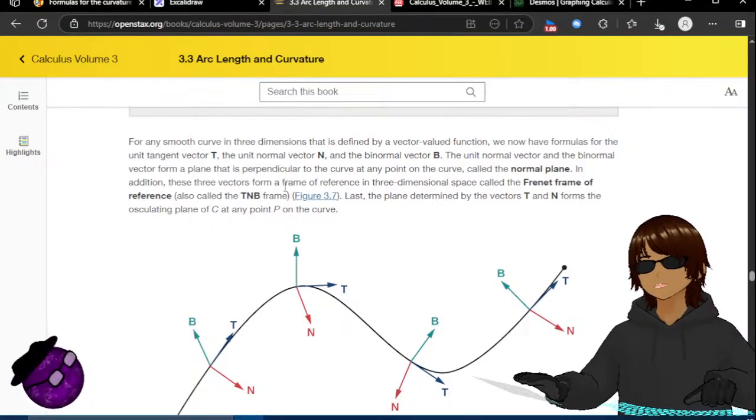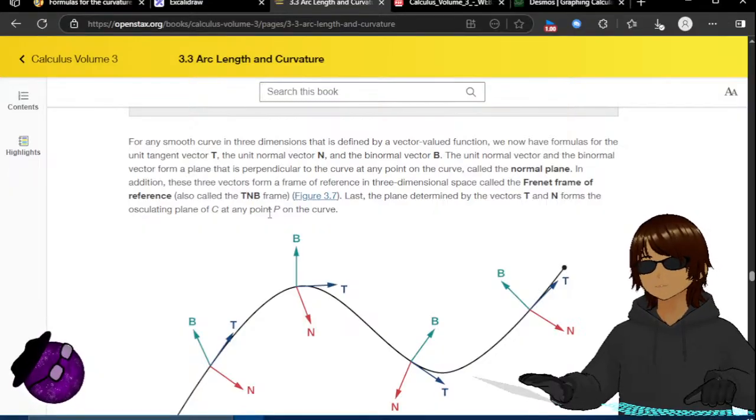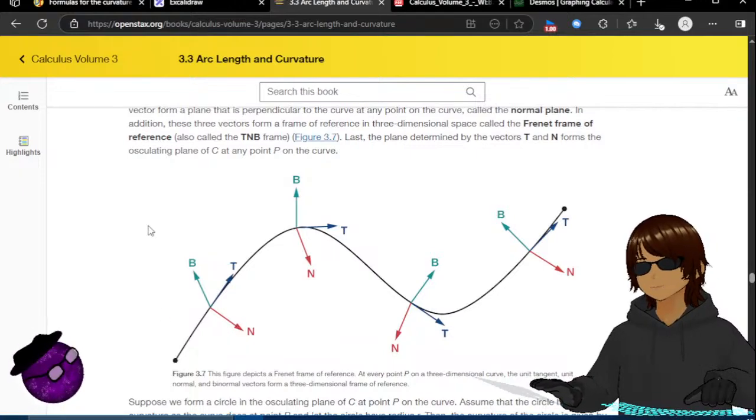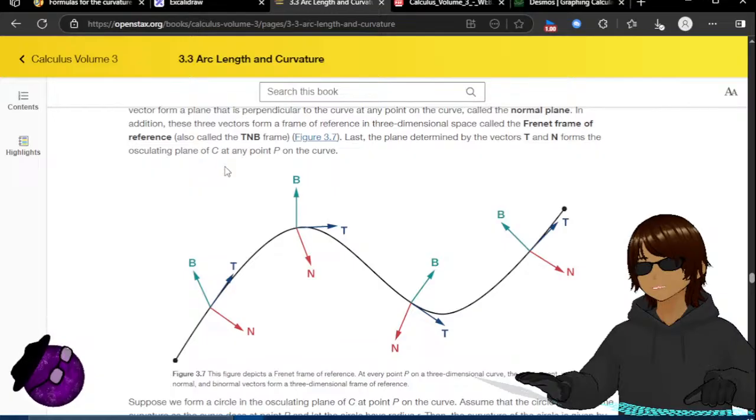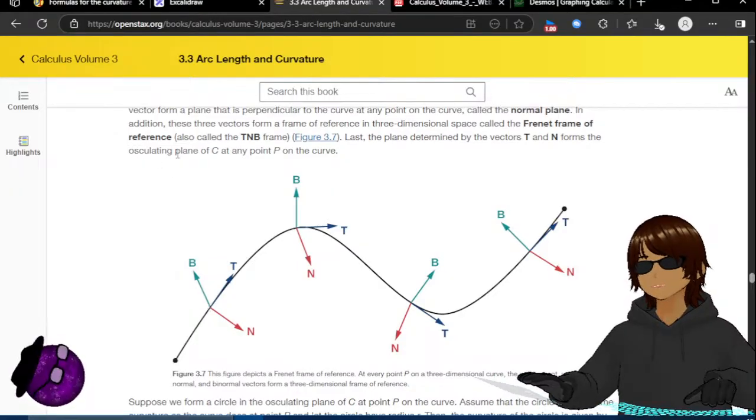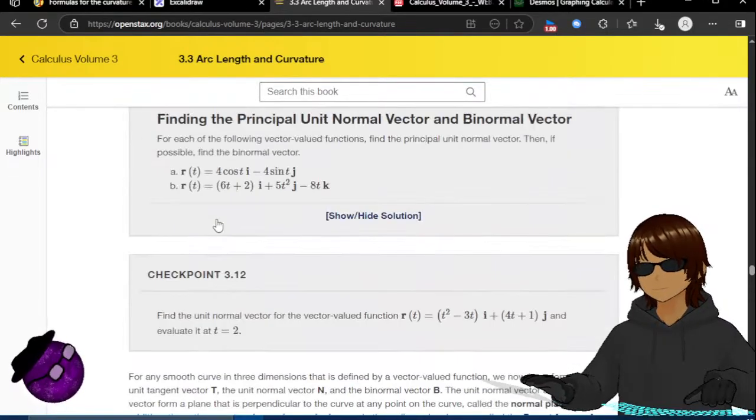Three vectors form a frame of reference in the three-dimensional space called the Frenet frame of reference. The plane determined by the vectors T and N forms the osculating plane of C at any point P on the curve. Okay, T and N, if you make a plane from T and N at point P, then it's called an osculating plane.